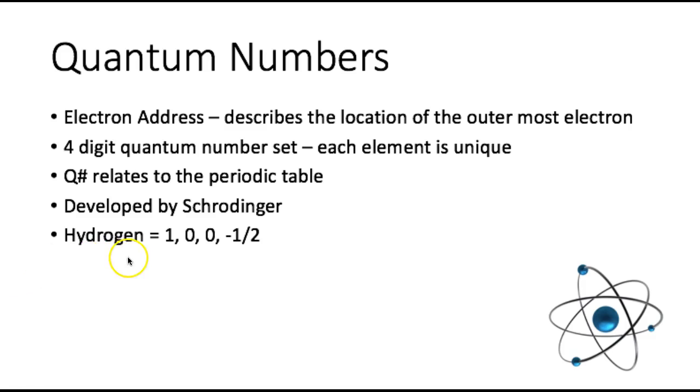This is an example of a quantum number for hydrogen. We have 1, 0, 0, negative 1/2. So as you can see, we just list the numbers of the quantum number in order, and that tells people the location of the last electron in the atom. This is determined by a lot of mathematical probability formulas. We're not going to be talking about the math that's involved. We're going to be talking about the results of that math.